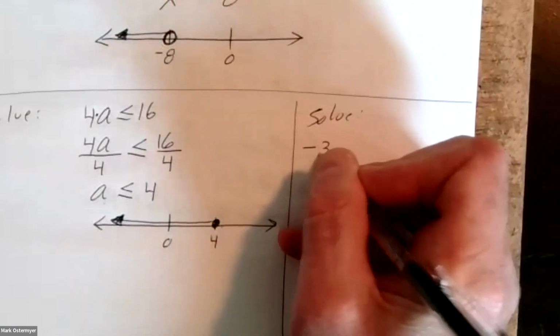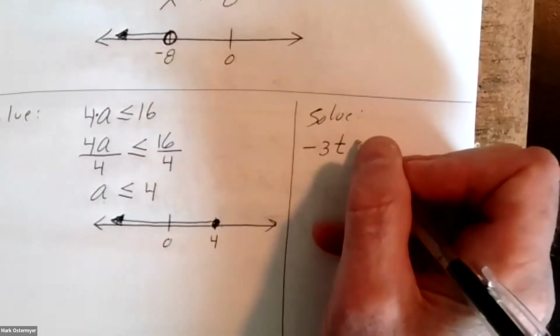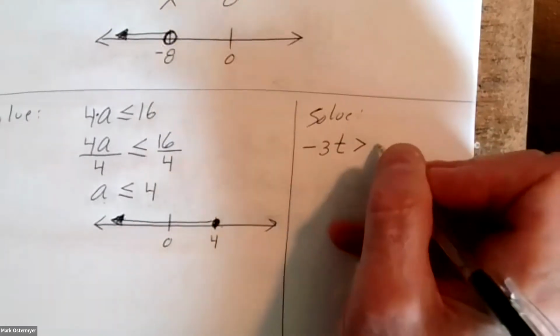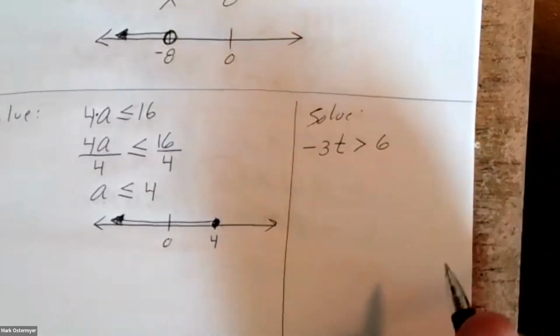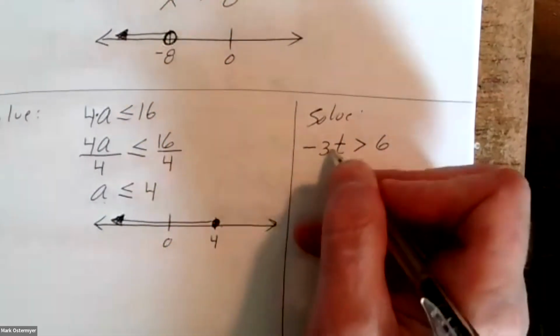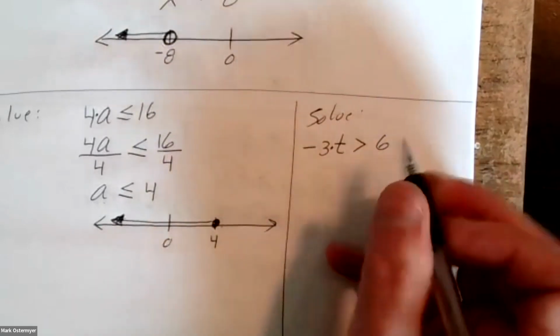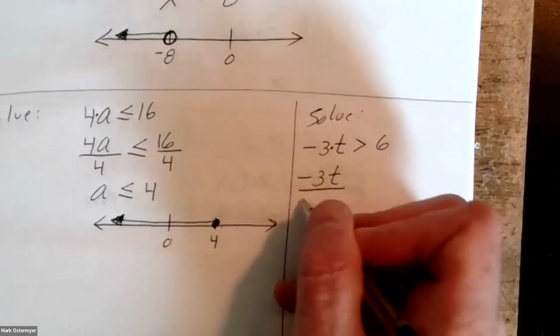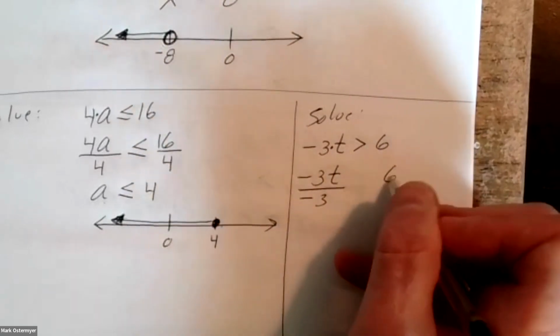All right, how about -3t is greater than 6? How would we solve this inequality for its solution set? Well, we got to get t all by itself, which means since -3 is being multiplied by t, we're going to have to divide both sides of the inequality by a negative number.